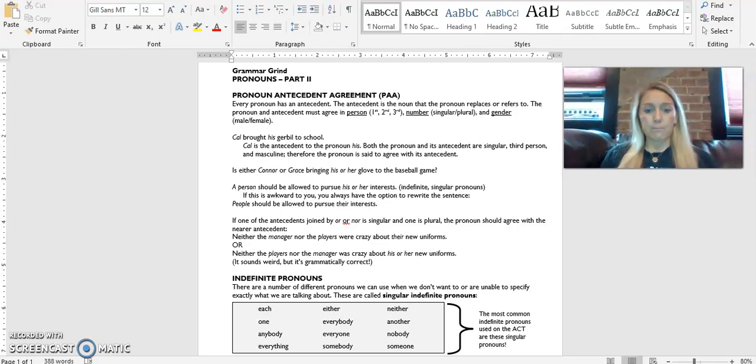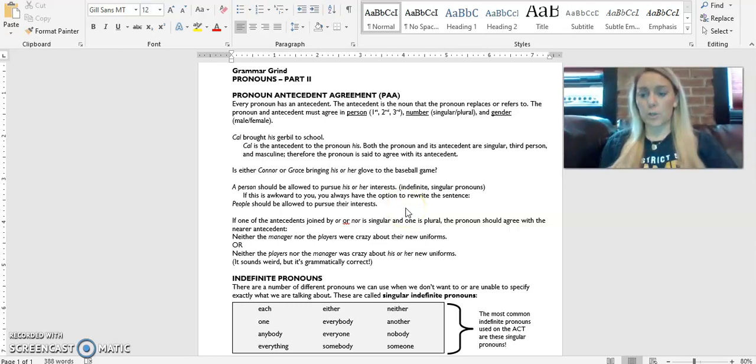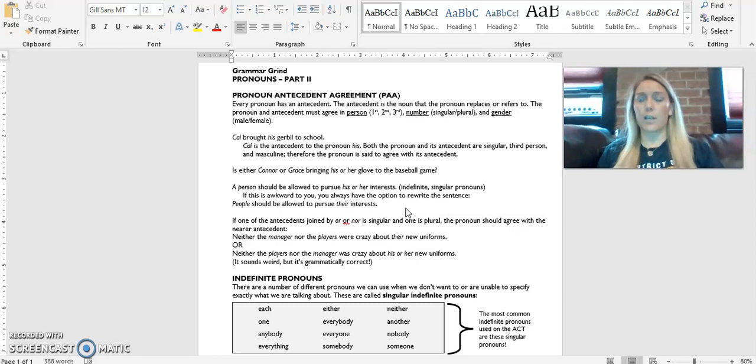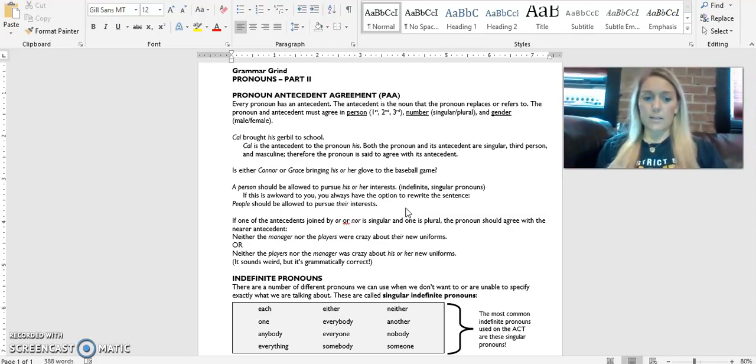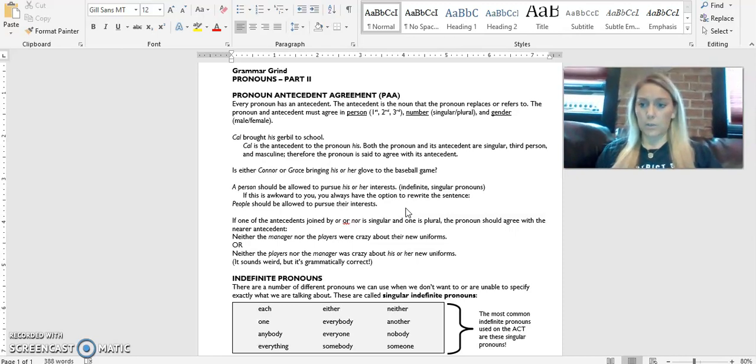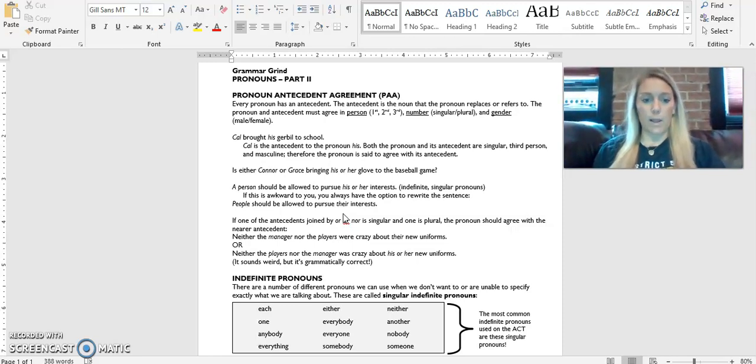So if you think that's awkward to say a person should be allowed to pursue his or her interests, which I'm sure a lot of you do think that's awkward and you're cringing at the thought of having to be so proper, then you can always rewrite the sentence and say people should be allowed to pursue their interests. That's correct. It's saying basically the same thing. You're just changing your antecedent to be plural so that you can use a plural pronoun. Okay? Same thing, just written a little bit differently, and you have that option as a writer.